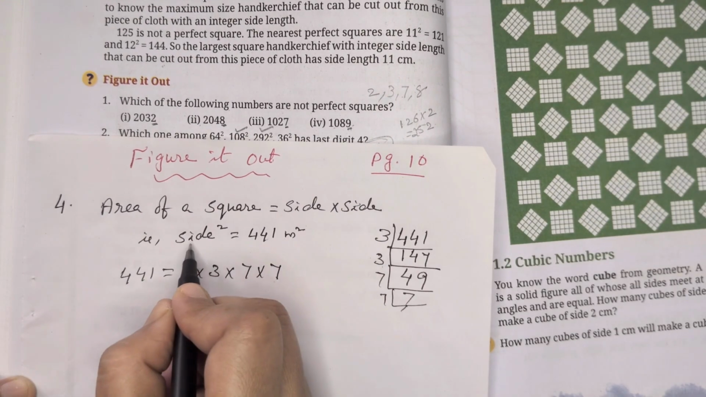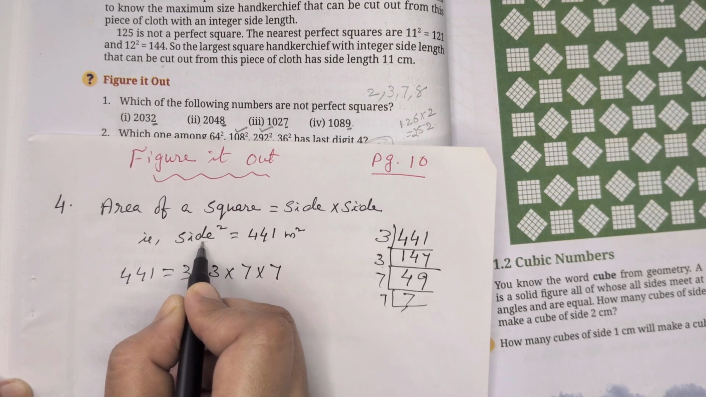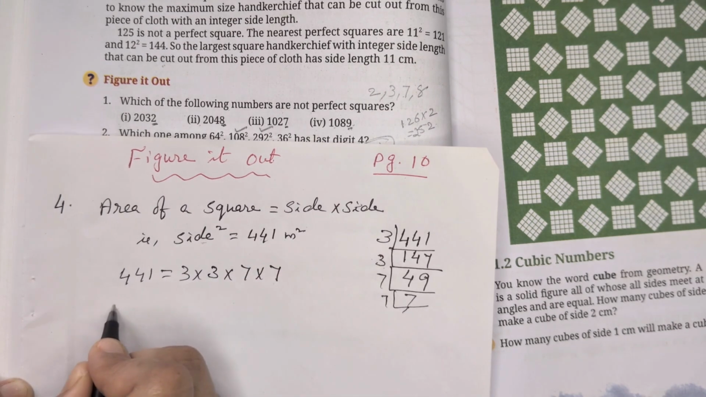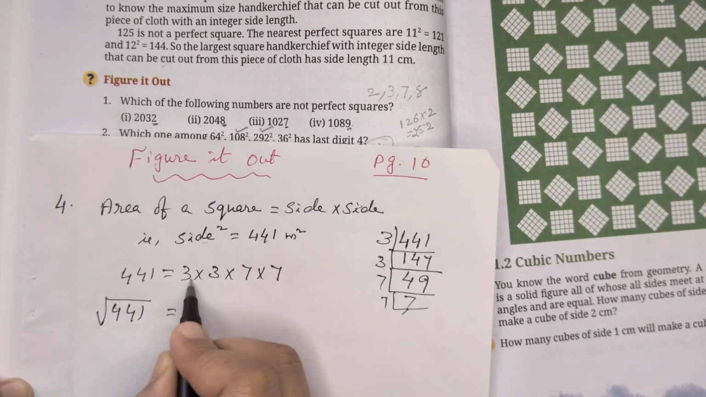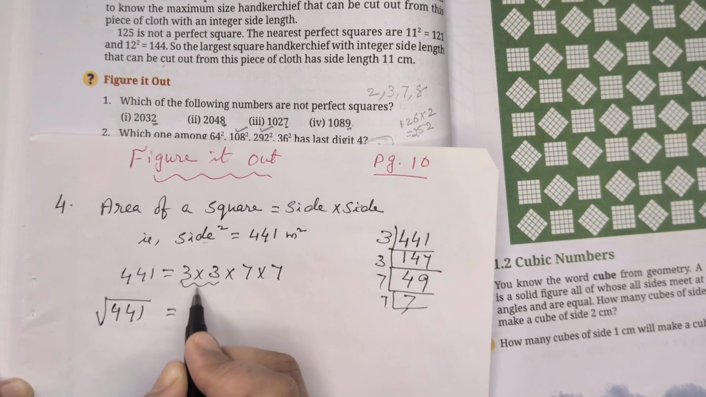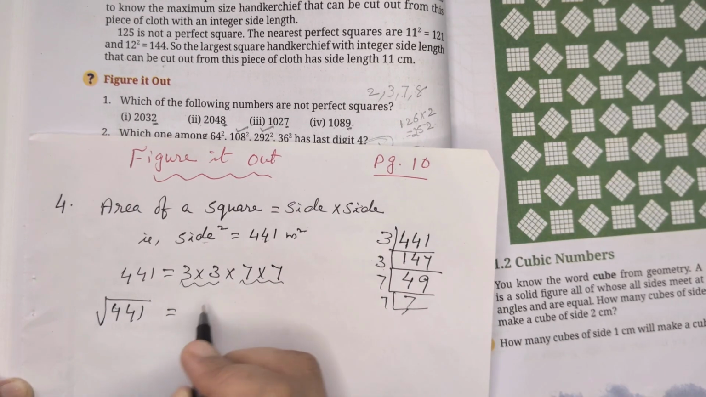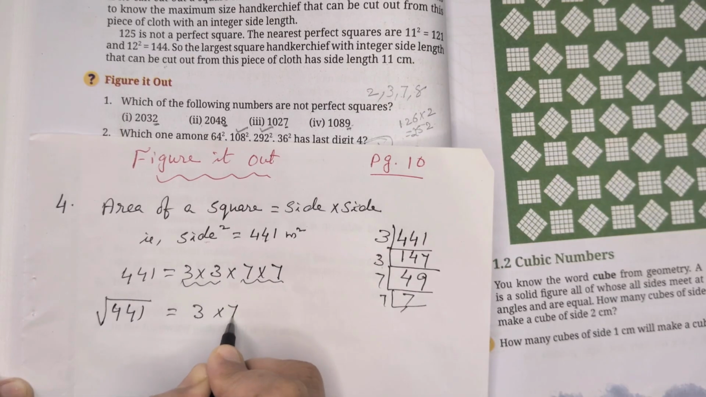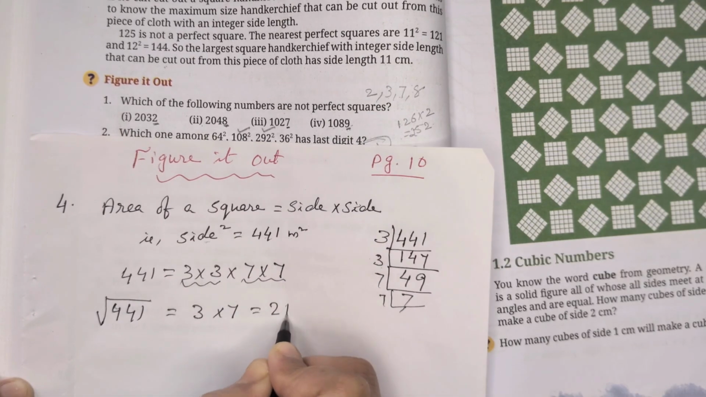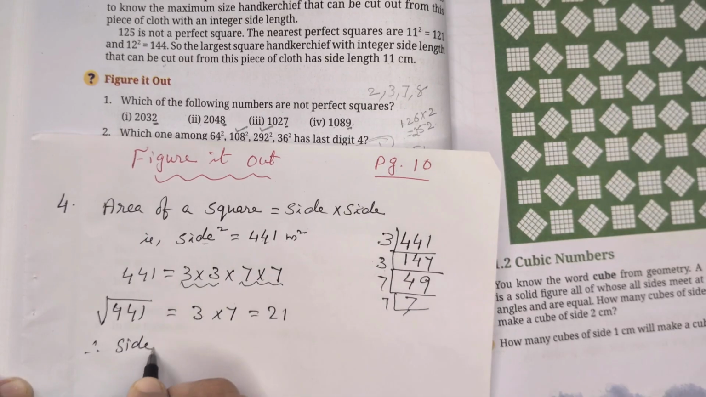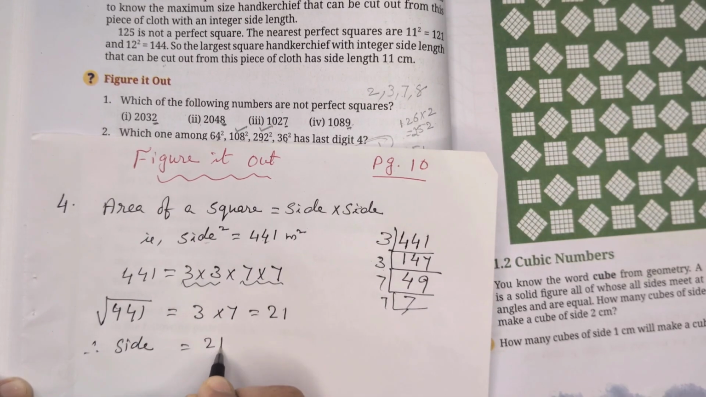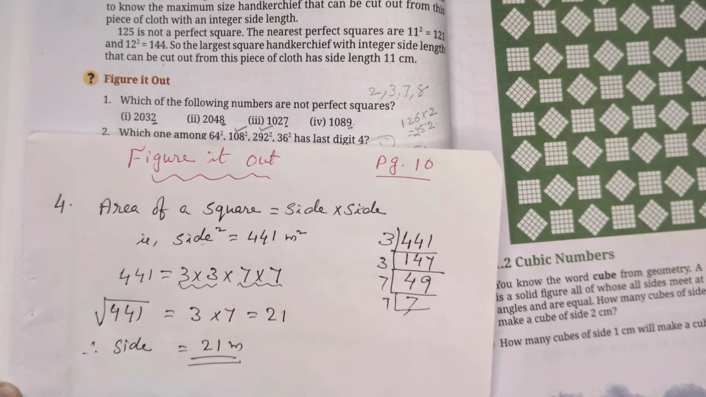Now we have to find the square root to find the side, which means we have to find the square root of 441. We take just one from each pair: 1 three and 1 seven is equal to 21. Therefore the side of the square is equal to 21 meters.